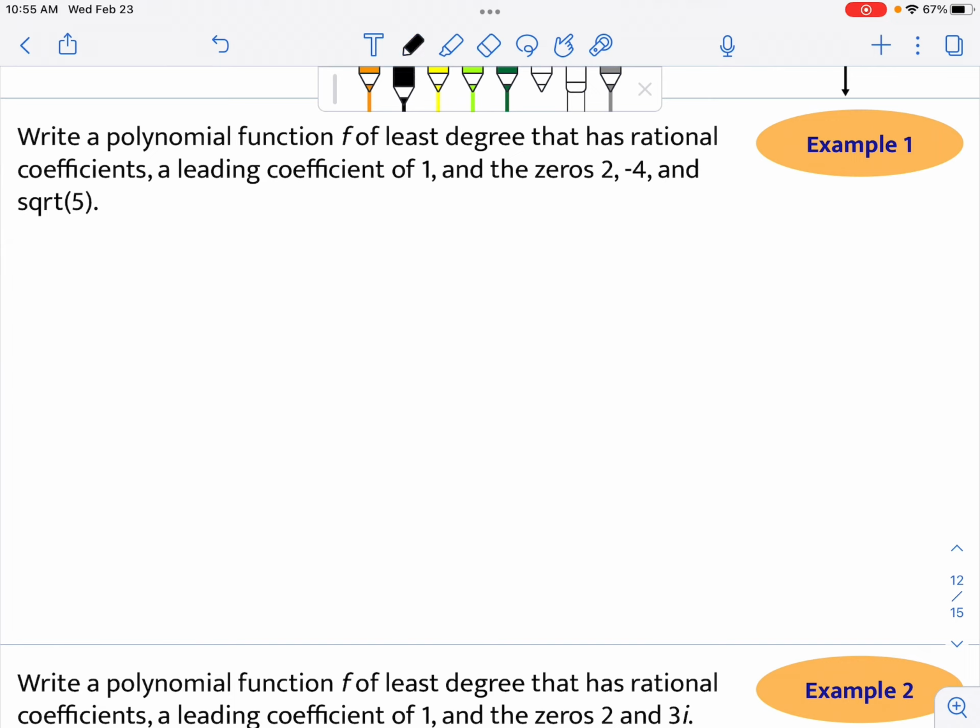So if we look at this one right here, write a polynomial function f of least degree that has rational coefficients, so real numbers are the coefficients, a leading coefficient of 1, just like we had earlier, and here are the zeros, 2, -4, and square root of 5. So that means when this is all said and done, we need solutions of 2, -4, and then we have to at least have the square root of 5. Now this is where it's a little bit tricky, because we know that we can't just have a solution that's the square root of 5. Right, that these come in pairs. So we would also need a solution here of -√5.